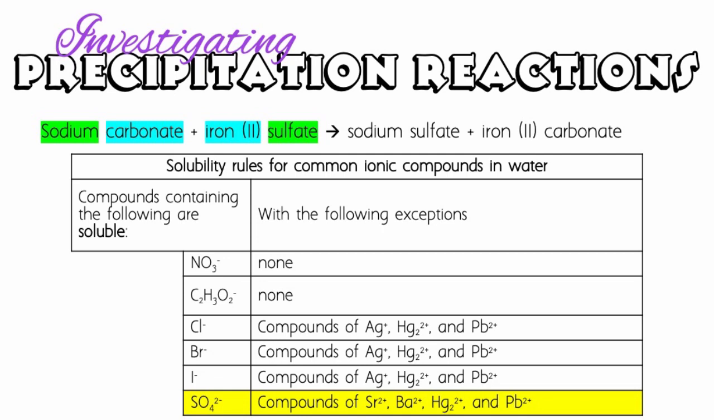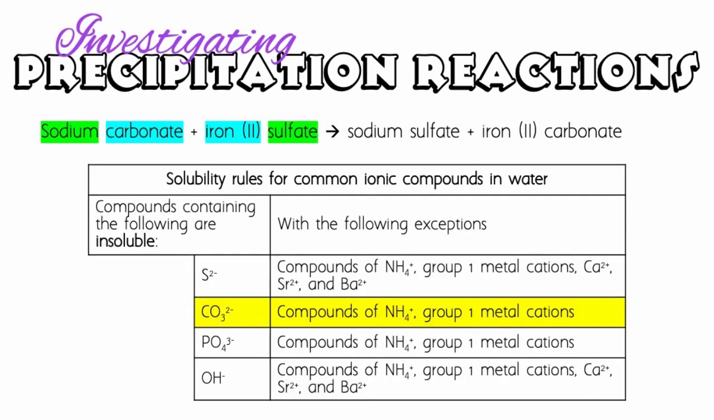Now let's double check that, because let's have a look at what the carbonates form. Here we've got our insoluble substances. The following compounds are insoluble with the following exceptions. Now, iron is not a group 1 metal. That means that anything with a carbonate, the iron carbonate, is going to be insoluble, and therefore that is going to be what formed our precipitate in this particular reaction.